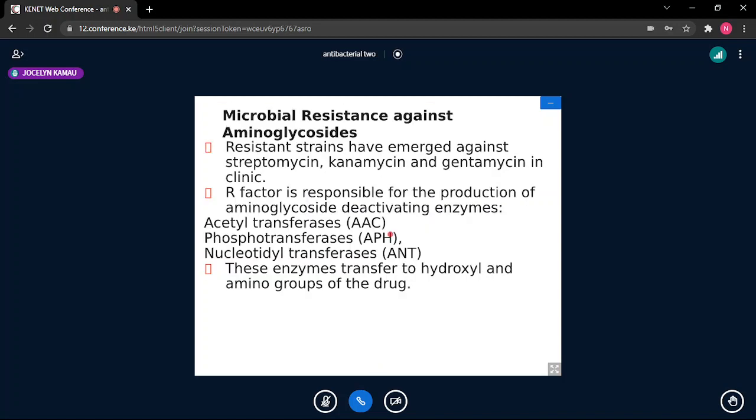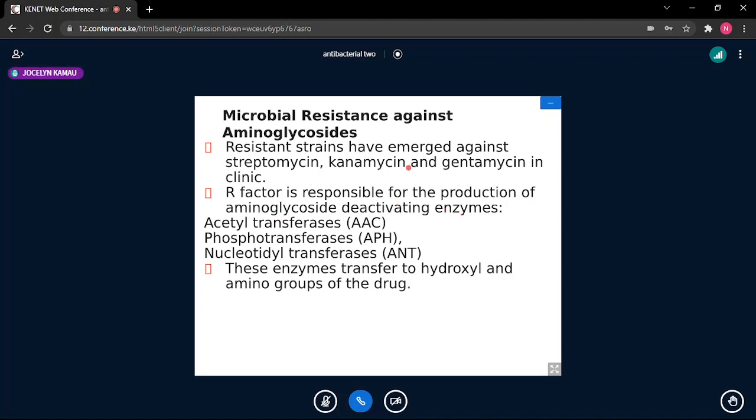So we are looking at now the enzyme. We have microbial resistance against aminoglycosides, and I've said there are different methods, but the main one is through change of the drugs. Resistant strains have emerged against streptomycin, kanamycin, and gentamicin in the clinic. The R factor is responsible for the production of aminoglycoside deactivating enzymes.